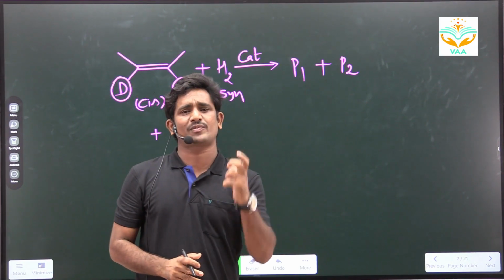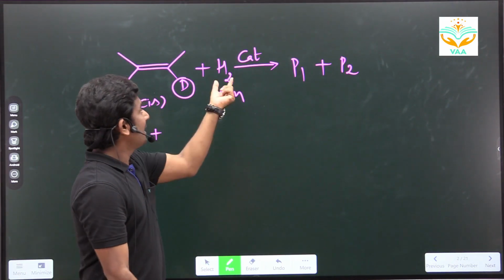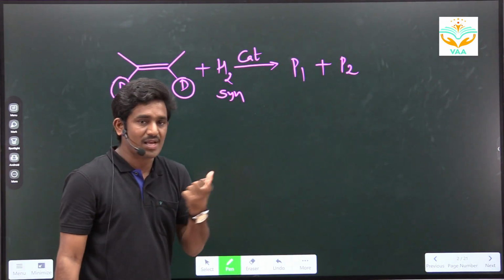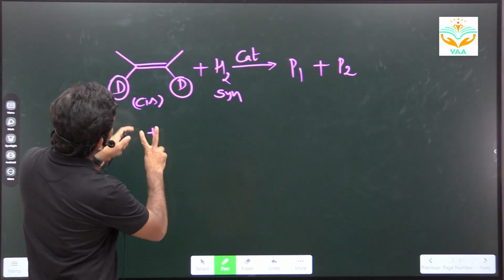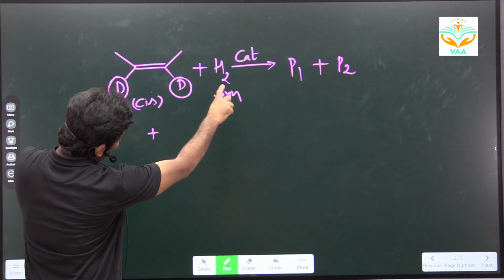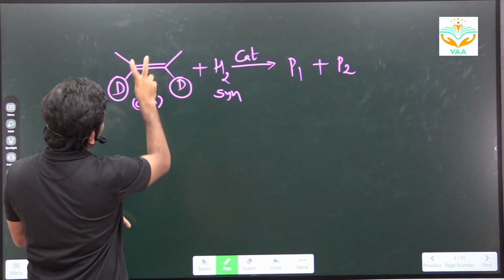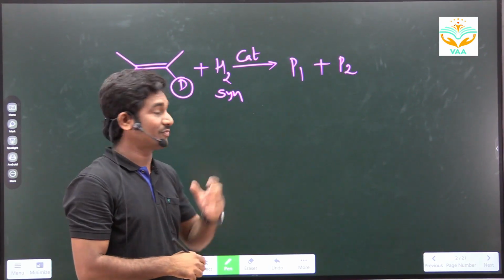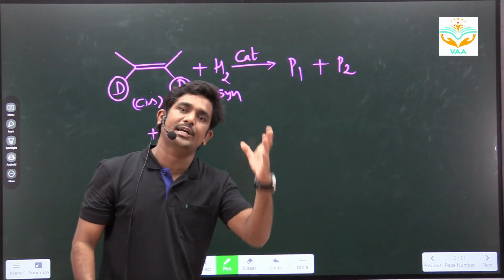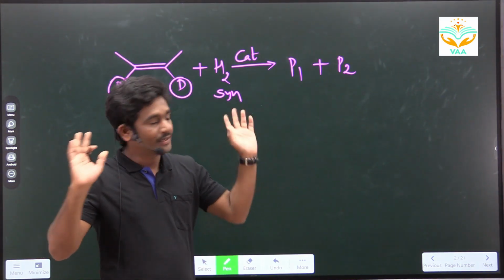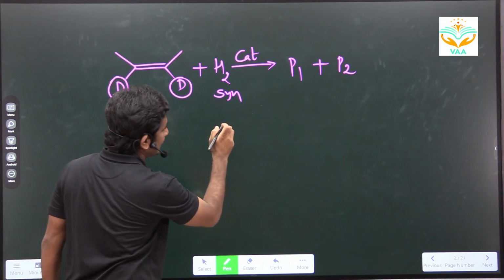Addition of two atoms from the same side is called a syn addition reaction. Addition of these two hydrogen atoms from the same side to the double bond is called a syn addition reaction. So if it is the same side, take plus sign. If it is the opposite side, take negative sign. So plus, both are on the same side, so take plus sign. And it is syn addition, take plus sign.